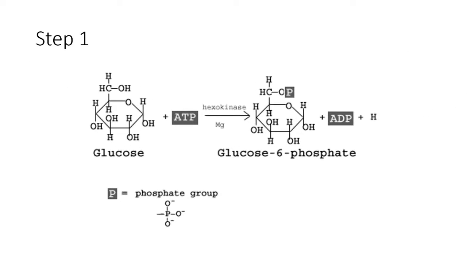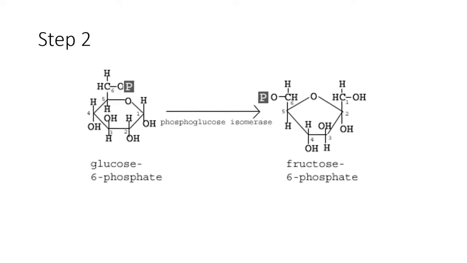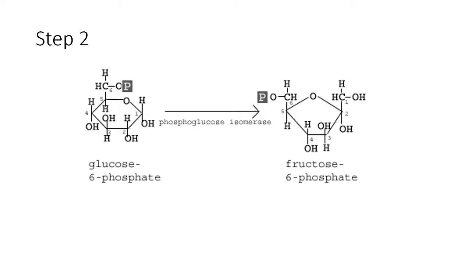In step 1, one glucose molecule is converted to glucose 6-phosphate, which is catalyzed by hexokinase, and ATP is used up. In step 2, glucose 6-phosphate is rearranged to become fructose 6-phosphate, which is catalyzed by isomerase.